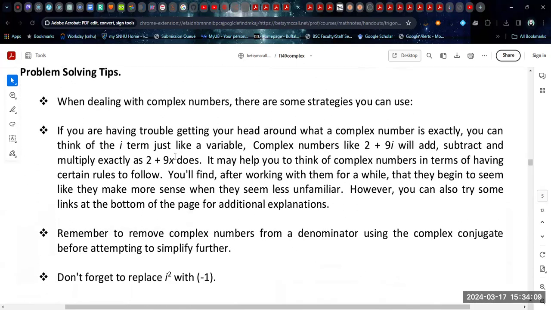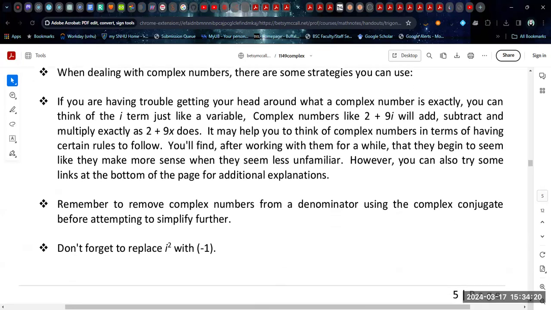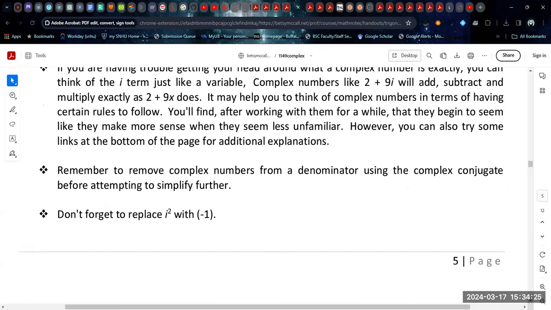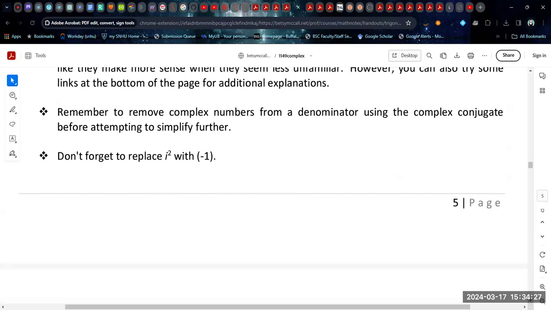Now, some tips. When dealing with complex numbers, there are some strategies that you can use. If you are having trouble getting your head around exactly what complex numbers are, again, follow the rules. Basically treat them like variables, and eventually you'll feel better about it. Remember to remove complex numbers from the denominator using the complex conjugate before attempting to simplify further. And then don't forget to replace i squared with negative 1.